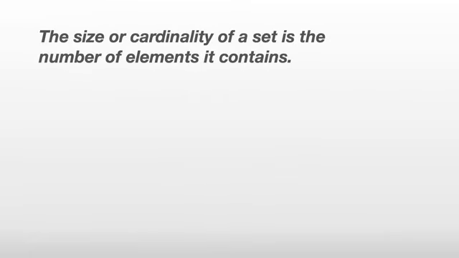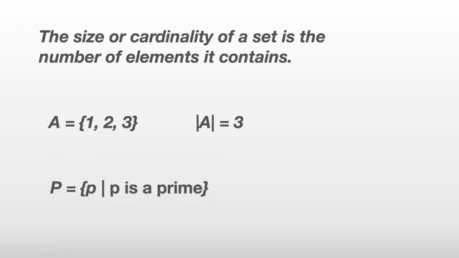The size, or cardinality, of a set is the number of elements it contains. So if A contains 1, 2 and 3, then the cardinality of A is 3, and we denote the cardinality of a set with two vertical lines. If a set has an infinite number of elements, like the set of prime numbers for example, then it's perfectly fine to write the infinity symbol as the cardinality of the set.